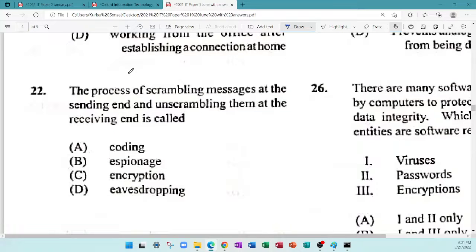22, the process of scrambling messages at the sending end and unscrambling them at the receiving end is called what? Encryption. Good.